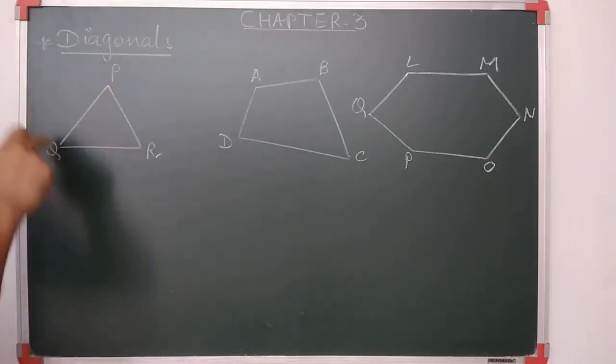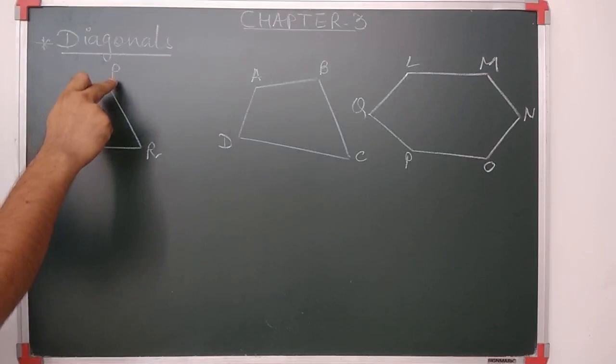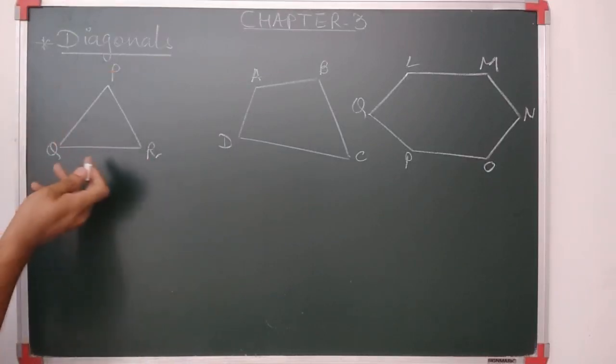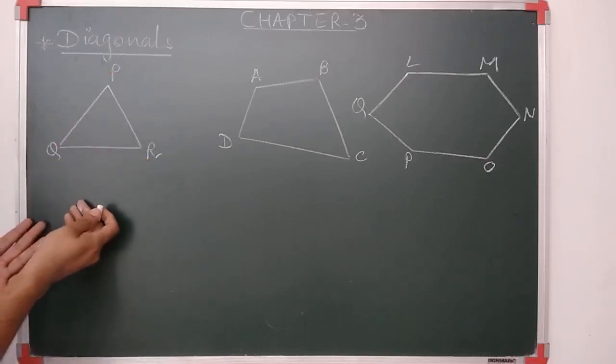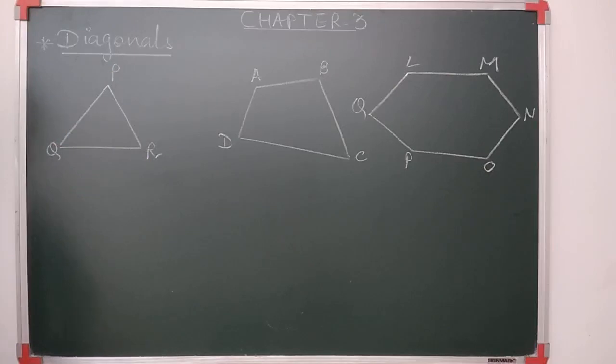If I try to draw here, we can see the consecutive sides of P, the vertices of P, Q and R. So here a diagonal will not be formed at all. So we can say that a diagonal of this smallest polygon does not exist. Let's see for this. It's a quadrilateral.